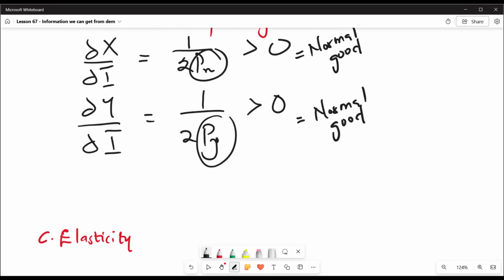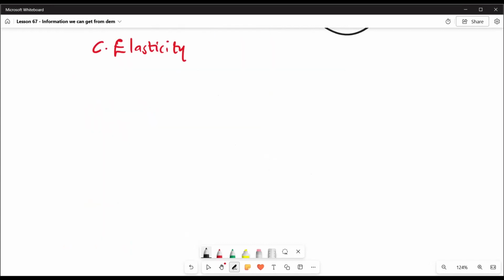Now, if we had solved this and arrived at minus 1 over 2py, for example, then you can say that this good is an inferior good. Now, the next information that we can get from a demand function is elasticity. So elasticity is simply how responsive the demand is to the change in the price of the good.